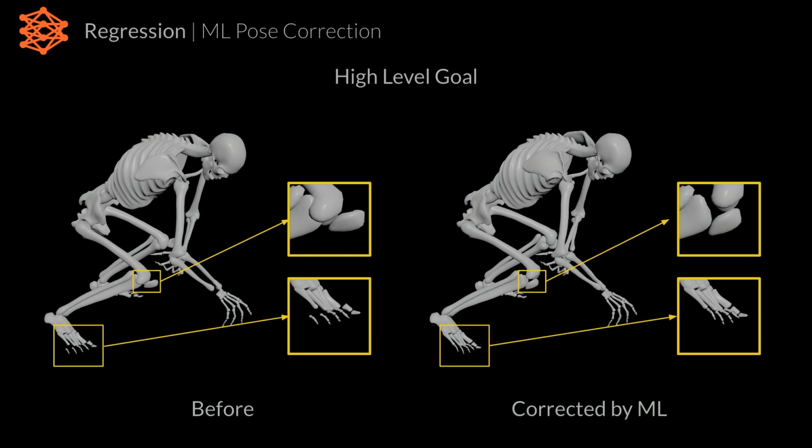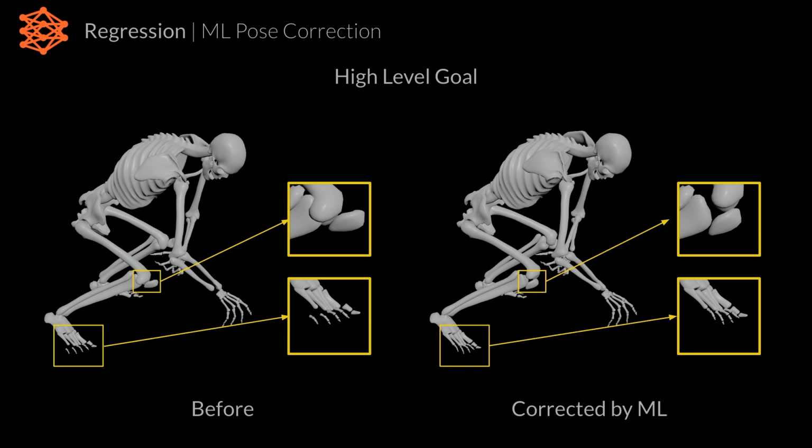We're going to look at 4 applications of regression in this talk, and the first one is ML pose correction. This is a prototype we put together where we're fixing bad joint positions as shown in this picture. On the left, you see an animated character which has certain issues around the knee and the toes, for example, and on the right is fixed.